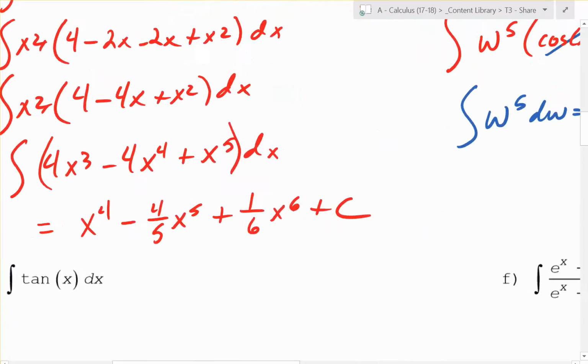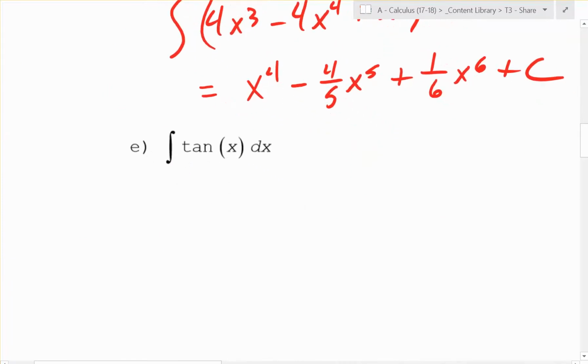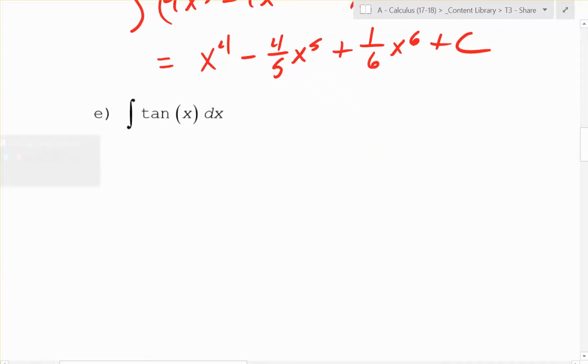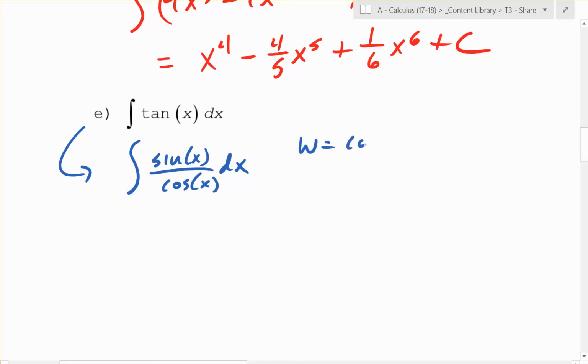There you go. So if we move on to tangent, what do we do for tangent? We have to be really careful here. Well, let's use w substitution, but we need to rewrite tangent into something we can do a substitution into. Tangent is sine of x over cosine x. So these are the same, just rewriting tangent. Let's let, in this case, w equal cosine x and see what happens. Or we could let w equal sine x and see what happens. But let's just try w equals cosine x.